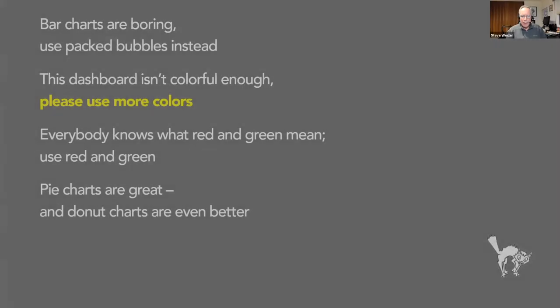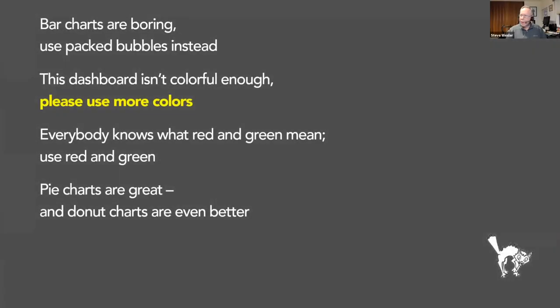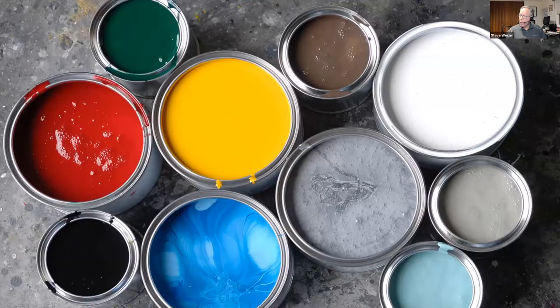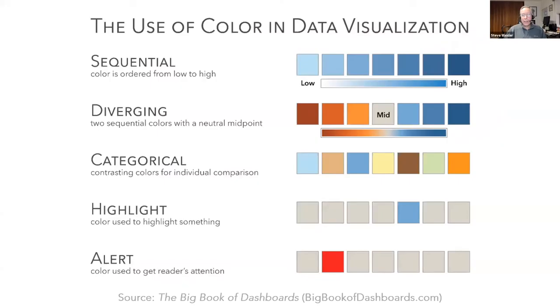All right, next item in the list. Your dashboard isn't colorful enough. Please use more colors. And three of the authors of the Big Book of Dashboards are in agreement. The number one infraction in data visualization is the misuse of color. So I'm going to show you everything you need to know about using color in data visualization. This is it: sequential, diverging, categorical, highlight, and alert.